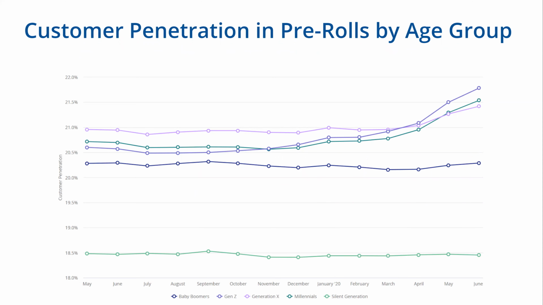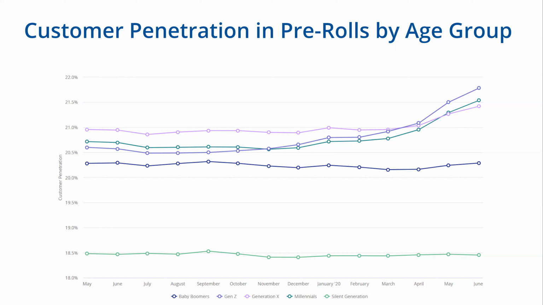Okay, so the line graph above shows the percentage of customers in each age group that purchased a pre-roll item over the trailing 12 months. So we're defining customer penetration here as the percentage of cannabis consumers in a given month that purchased an item in the selected category, which in this case is pre-rolls. So the graph above shows us that baby boomers and the silent generation have the two lowest penetration percentages, which is approximately 20% and 18% over the last year, and have remained really steady over time.